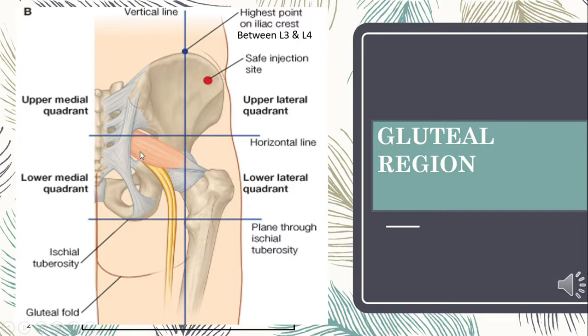Piriformis is the key muscle in the gluteal region. You can see in the diagram that it is passing through the greater sciatic notch, and it is dividing the neurovascular bundle into two major groups. Also, the largest nerve of the body, the sciatic nerve, is going to pass through the gluteal region and then enter the back of the thigh.